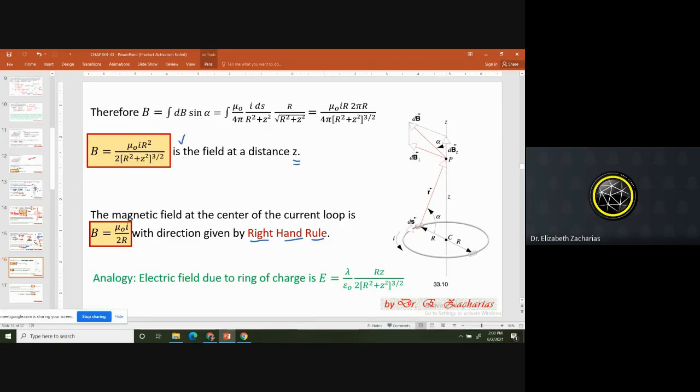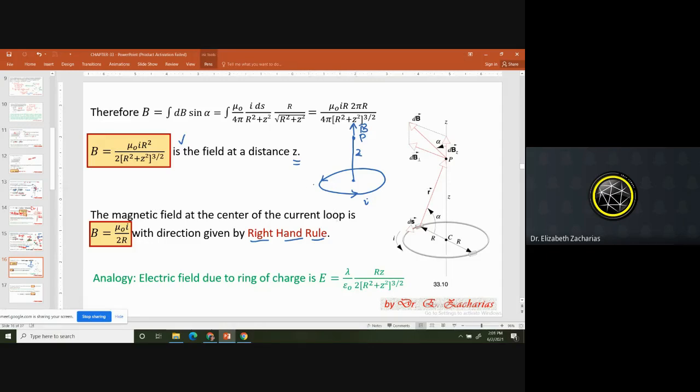So that's why the magnetic field, if I have a circular loop of current like this, okay, and if I'm going to take a point at a distance z along the axis, then the magnetic field here is going to be given by this direction. Right-hand rule. Now the analogy for this is going to be a circular loop of charge for electric field.